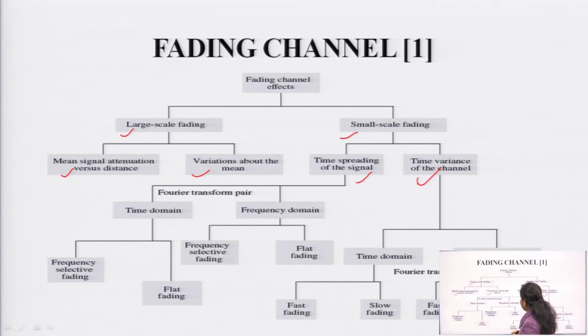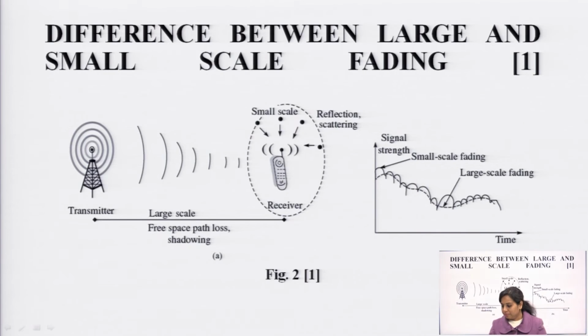In case of time spreading of the signal, it has this Fourier transform pair, that is time domain and frequency domain. These we are going to study, that is frequency selective fading and flat fading. In case of the time variant channel, there will be fast fading and slow fading, both in time domain and frequency domain. So, this we are going to discuss in detail. So, there are two types of fading, large scale and small scale. In case of large scale, we are going to consider the mean of a particular signal, and in case of small scale fading, we are using flat fading, frequency selective fading, fast and slow fading.